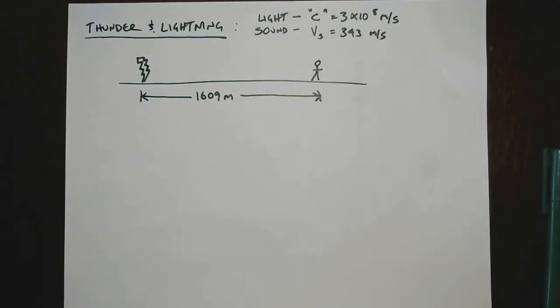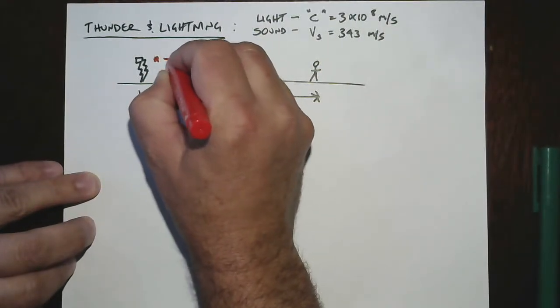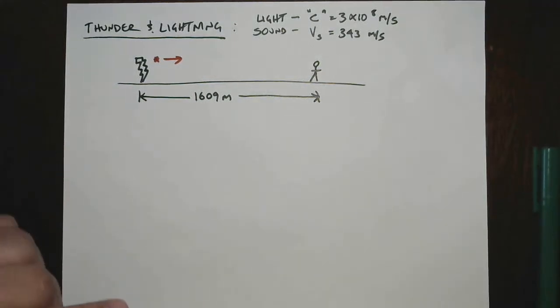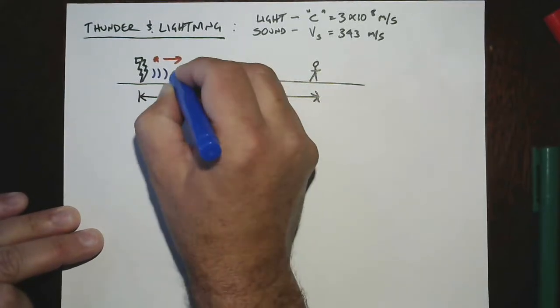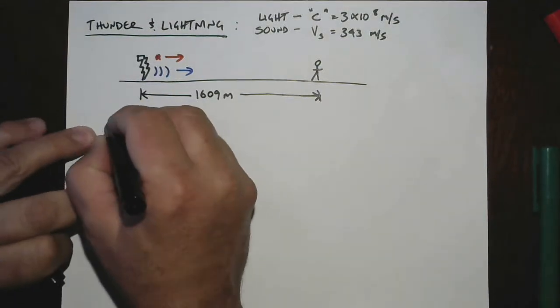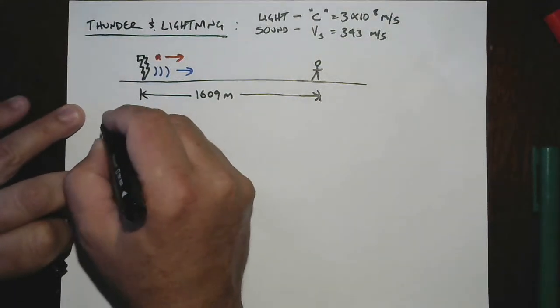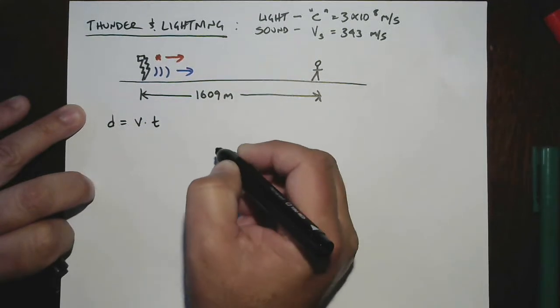Anyway, at this point, what's going to happen is two things. First of all, there's going to be a flash of light. I'll draw it like this, and that's going to go towards you. And then there's going to be some sound, and I'll draw that as this, and that's going to go towards you. Now, we can figure out how long it's going to take for you to hear this stuff by using the basic relationship, the distance equals speed times time.